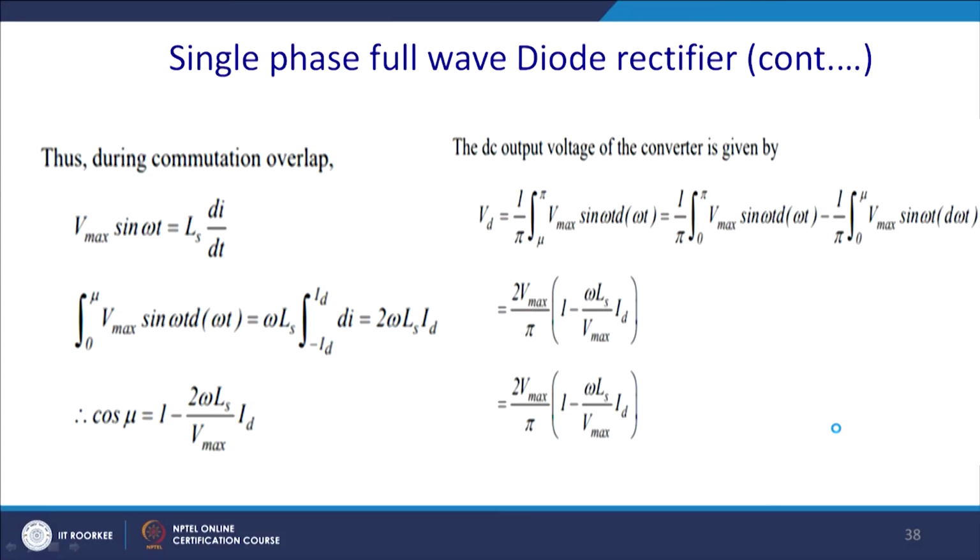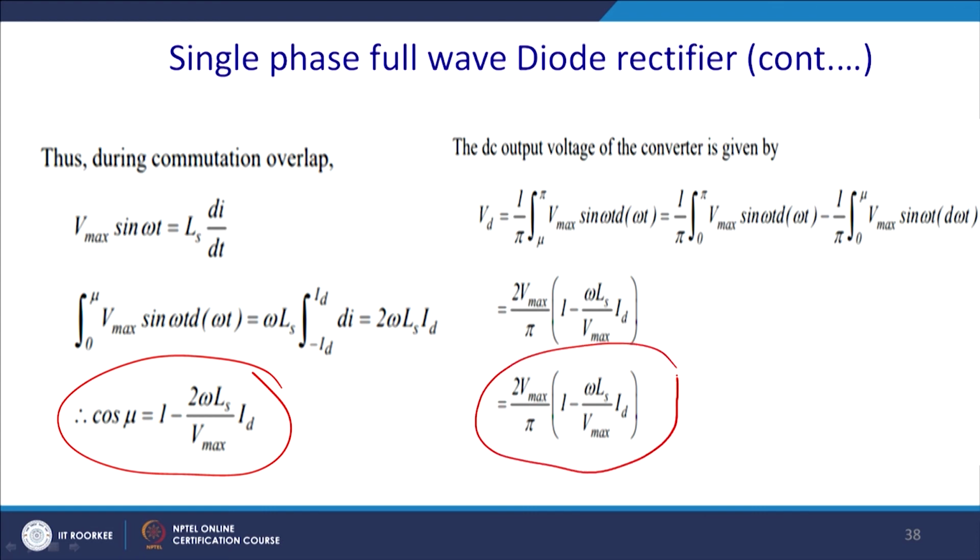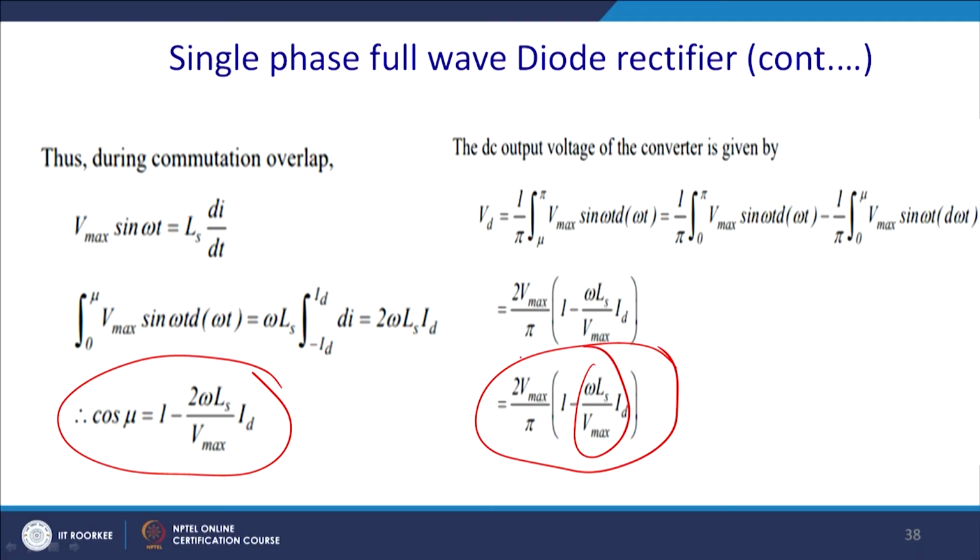So, V max sin omega t equals L di/dt for the source inductance, and this value we have calculated the same way. Then the DC output voltage we need to calculate. So, it is 1 by pi integral 0 to pi of Vm sin omega t minus 1 by pi integral 0 to mu, and ultimately you come across these expressions for the decrease in output voltage, that is, this part is the decrease due to the overlapping angle.